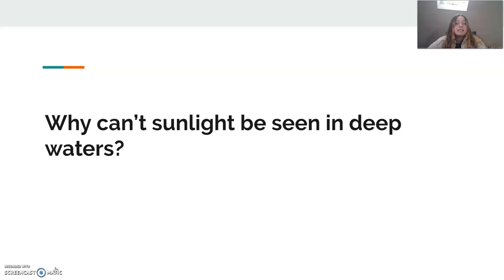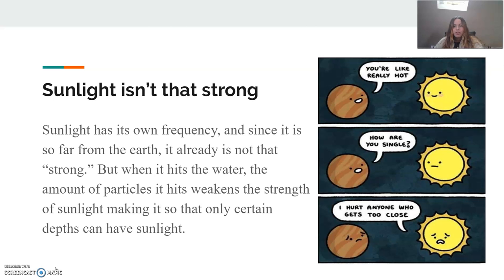So why can't sunlight be seen in deep waters? Sunlight isn't that strong. Sunlight has its own frequency, and since the sun is so far away from Earth, it already is not that strong. When the sunlight hits the water, the particles weaken the strength of the sunlight, causing sunlight to only be apparent in certain ocean layers.